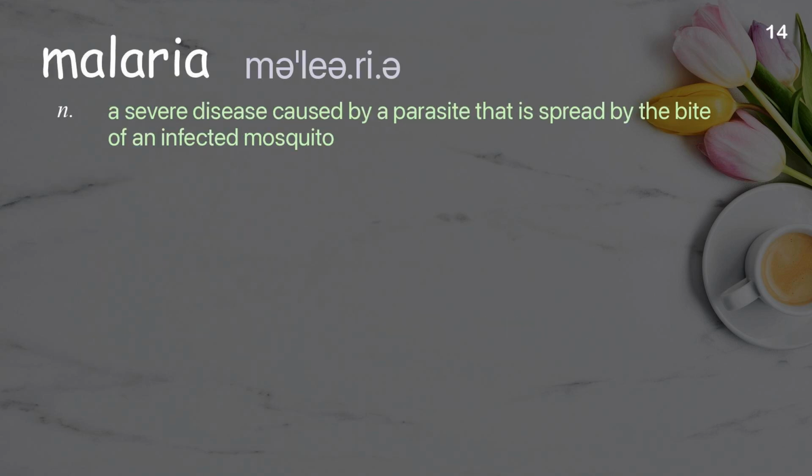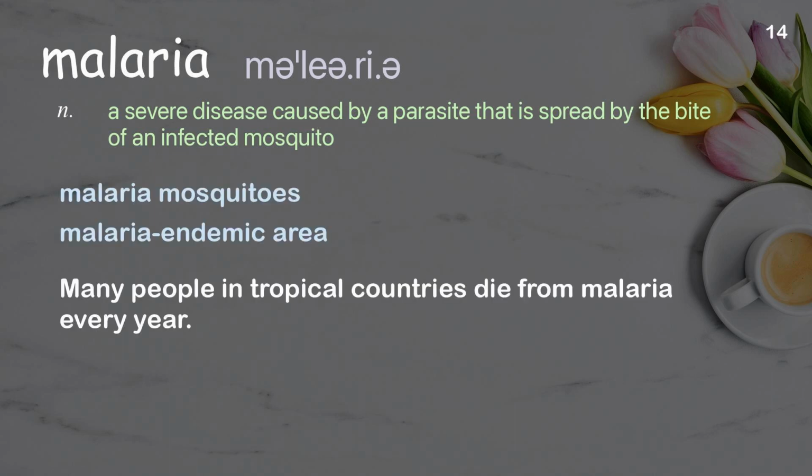Malaria. A severe disease caused by a parasite that is spread by the bite of an infected mosquito. Examples: Malaria mosquitoes, malaria endemic area. Many people in tropical countries die from malaria every year.